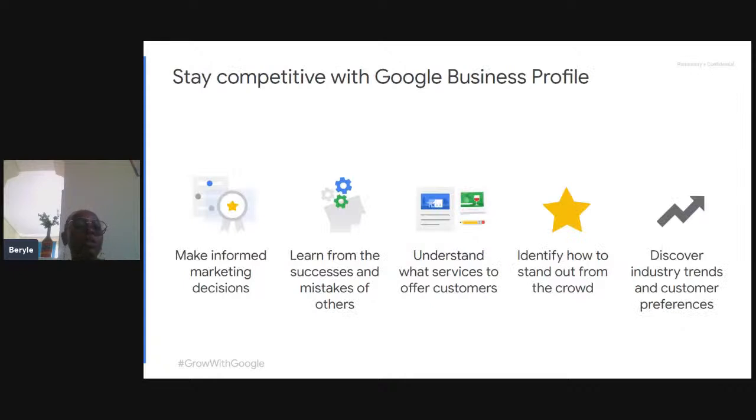All right. How do you stay competitive with the Google My Business profile? The first thing, it helps you to make informed marketing decisions.